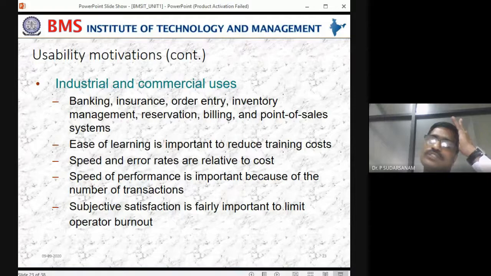So how are you doing the motivations? Motivations you have to do, then only will humans change. So that is what the industrial and commercial users are.